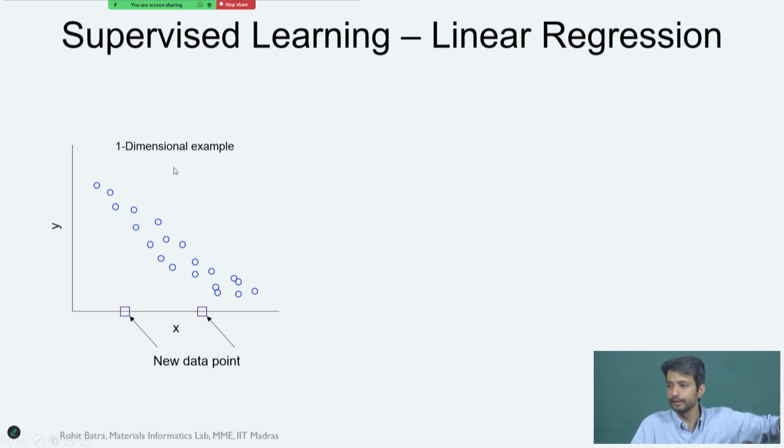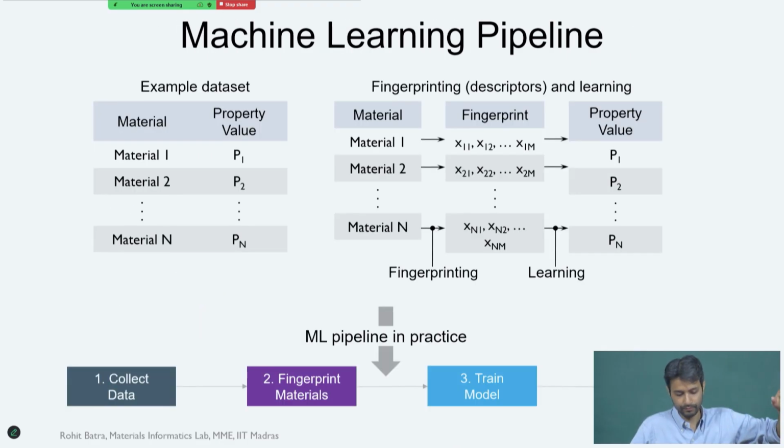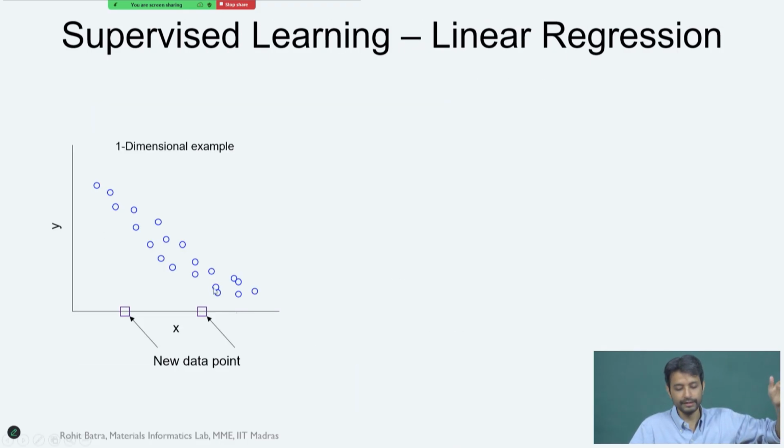This is how the data is given to you. The first step was to collect data. This is how the data looks after collection. The second thing was to featurize your data. In this case, the feature is also given to me, which is X. I have only one feature, so it's a one-dimensional problem wherein I only have X values, and Y is what I want to predict.